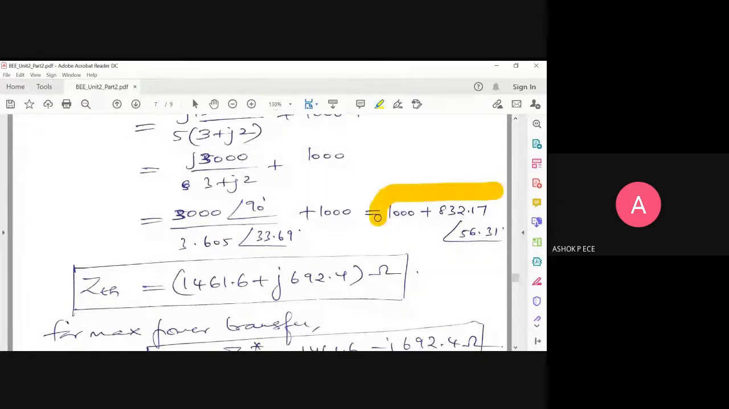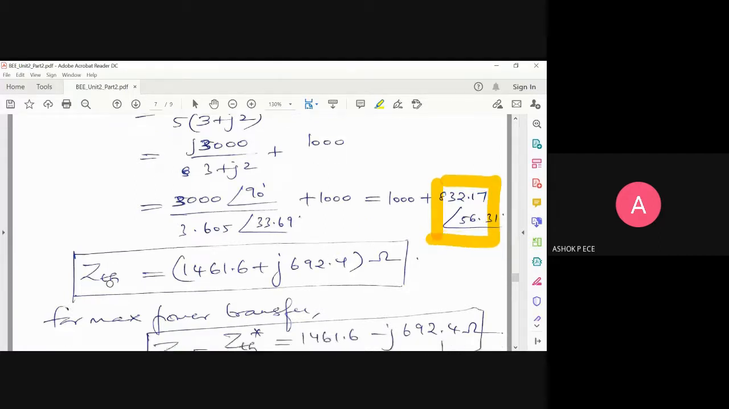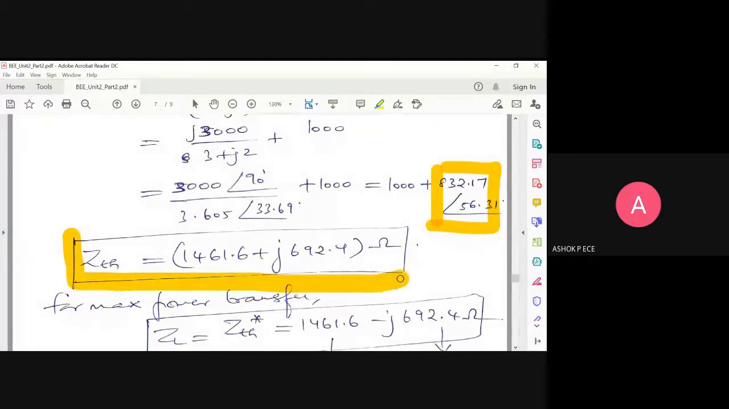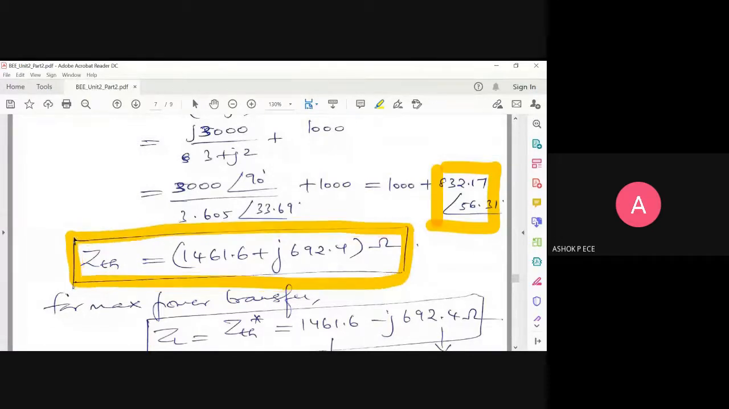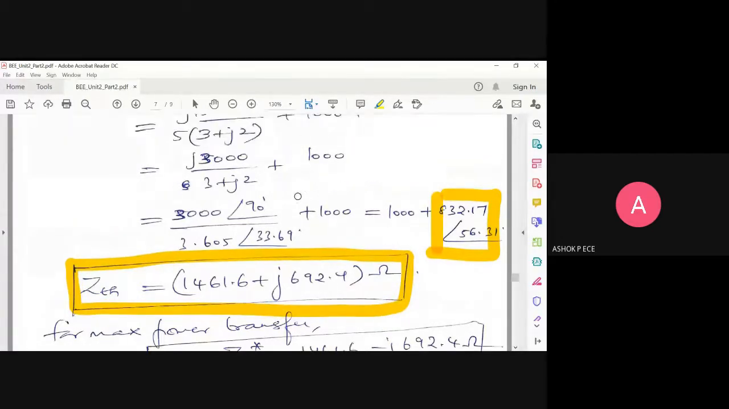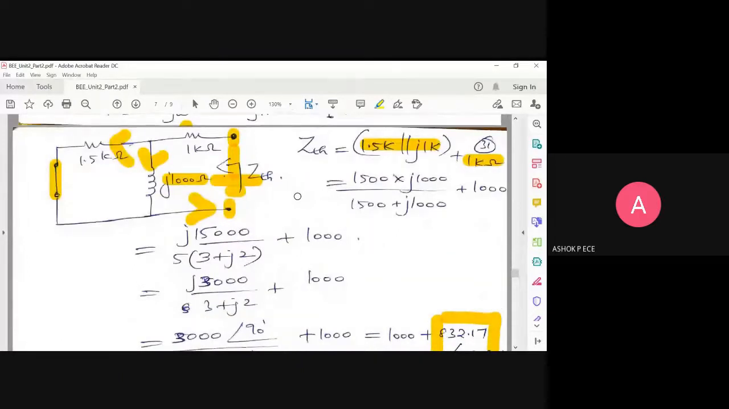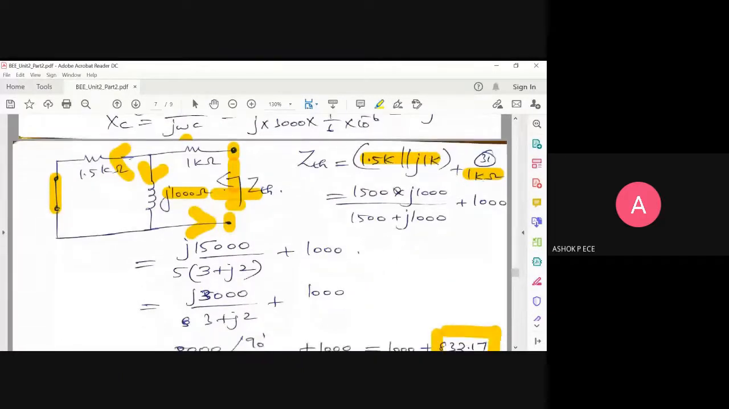Again, you see, for addition, polar format is not helpful. You have to convert the polar format into complex format. When you're adding two complex numbers, polar format is useless. So you have to convert this into A plus jB and then add. That is how the answer you're getting is ZTH. Simplification, I am leaving it to you because you can do that. And finding ZTH, I again say this parallel combination in series with 1K. And I always say for multiplication and division, go for polar format. For addition and subtraction, you go for complex number format.